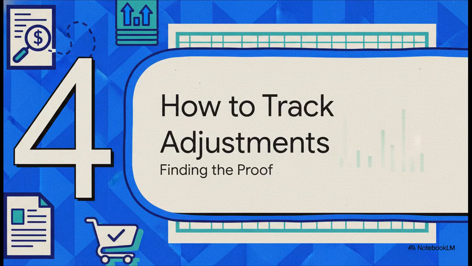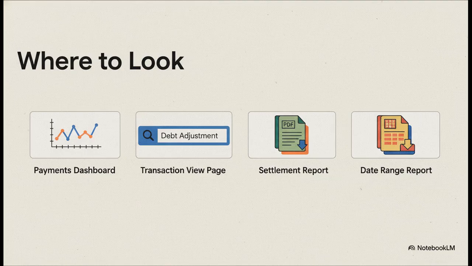So, now you know how it all works. But where do you actually see this stuff? Let's take a quick look at where you can find the hard evidence of these adjustments, right inside your Seller Central account. You can track these down in 4 main places. You'll see them on your main payments dashboard, you can go to the transaction view page, and a little pro tip, you can actually filter for the entry type debt adjustment, and of course you can find them in your big downloadable settlement and date range reports.